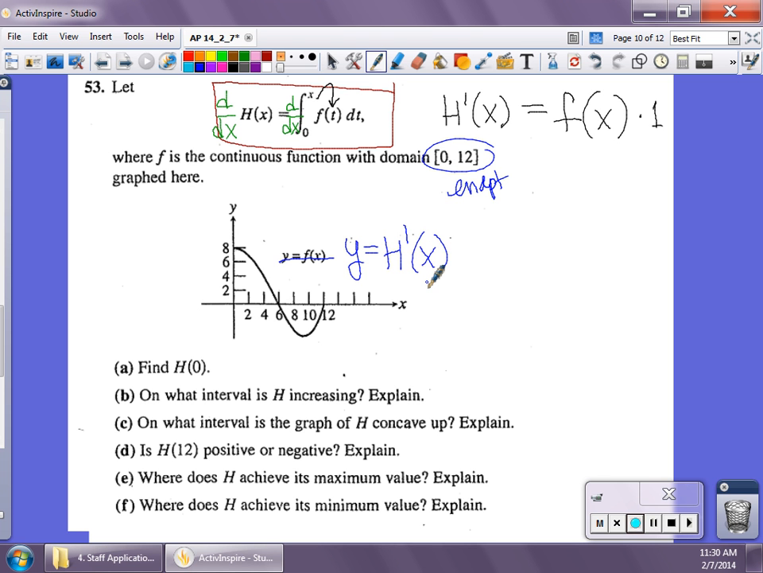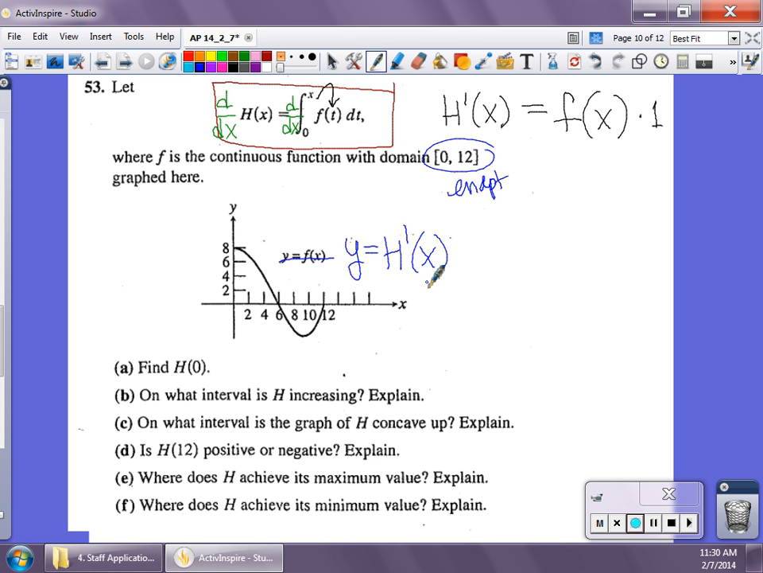F of x is the same as h prime of x. So here's what just happened. I took a second semester question, and just by changing this statement, I've now made it into a first semester question. Because in first semester, I gave you the derivative graph, and I asked you a bunch of questions. Well, there you go. I just did it again a little bit differently. This is going to be a big key. You'll see a bunch of questions like this, all right?